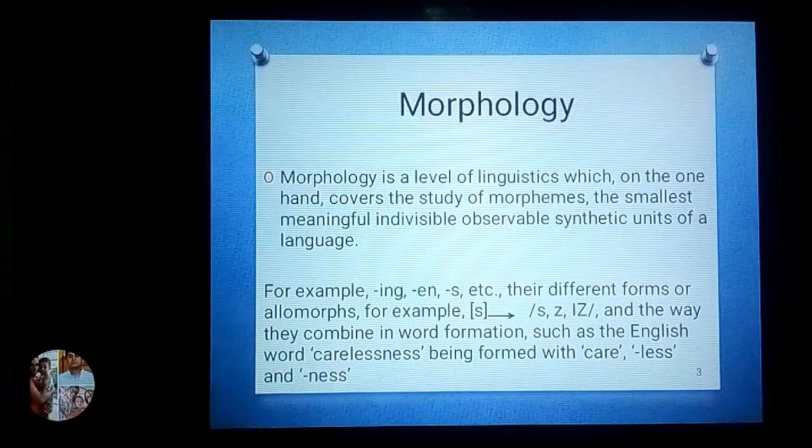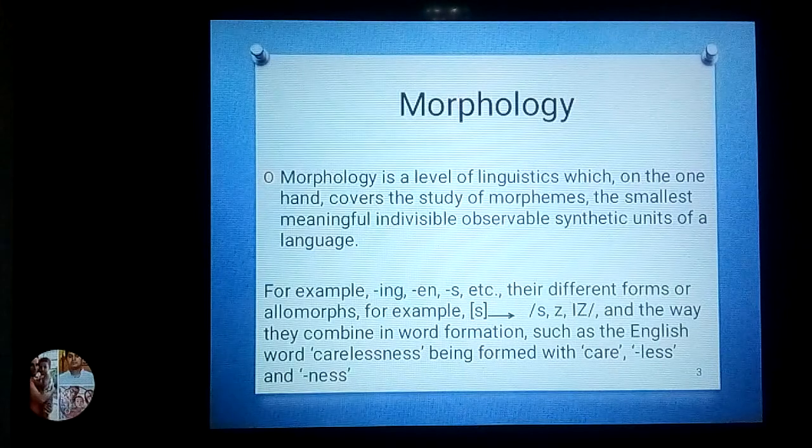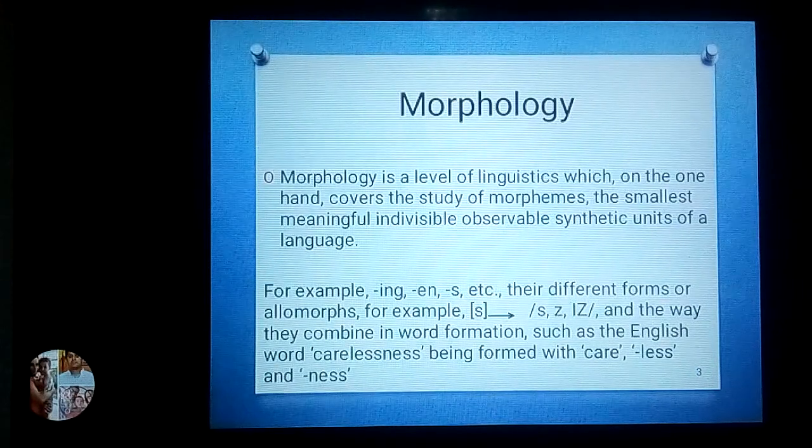Morphology. Morphology is a level of linguistics which, on the one hand, covers the study of morphemes, the smallest meaningful, indivisible, observable syntactic units of a language, and the way they combine in word formation is called morphology. That means morphology is the study of structure of the word and word formation, how words are formed.